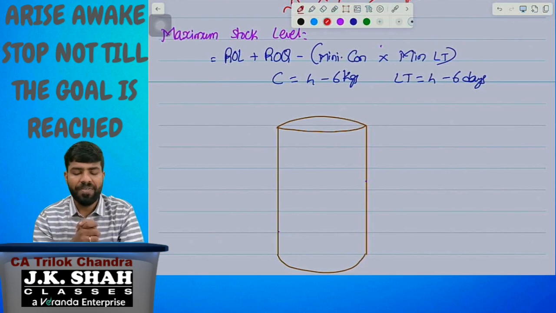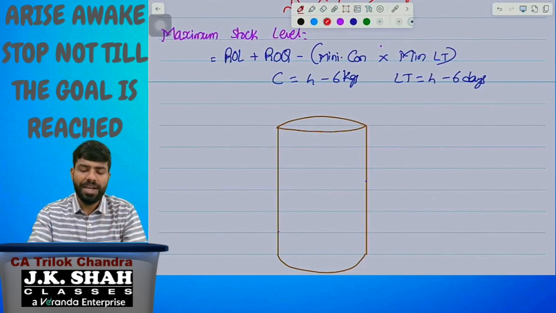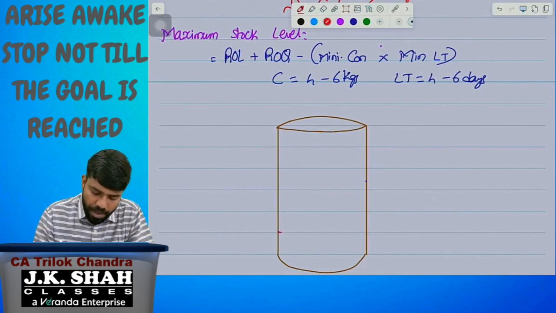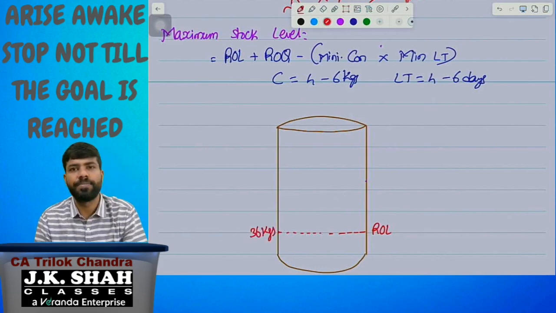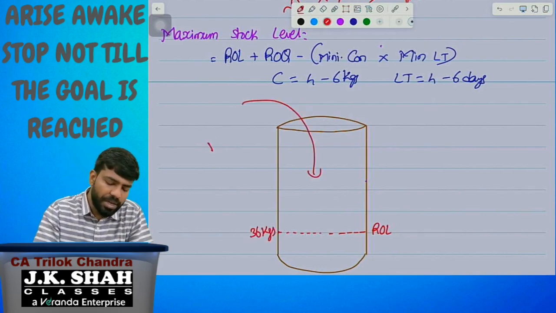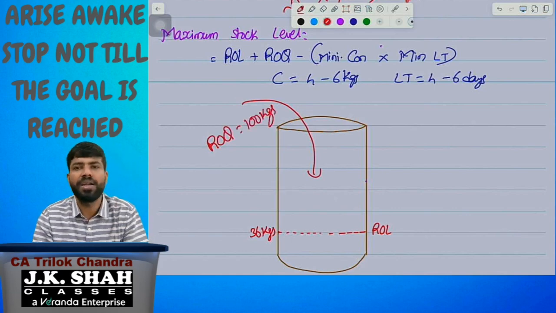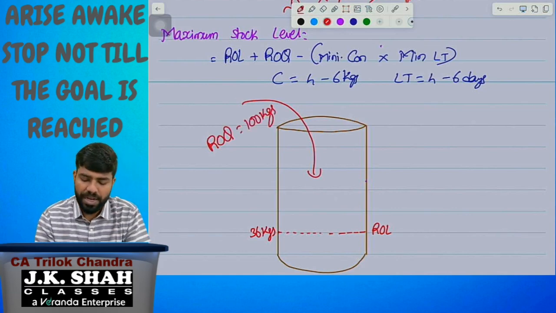Maximum stock level. When it comes to maximum stock level, the formula is reorder level plus reorder quantity minus minimum consumption into minimum lead time. Let me take an example. According to our discussion, the reorder level we just calculated is 36 kgs. Reorder quantity is 100 kgs, the quantity which we ordered. Reorder level is 36 kgs, reorder quantity is 100 kgs.